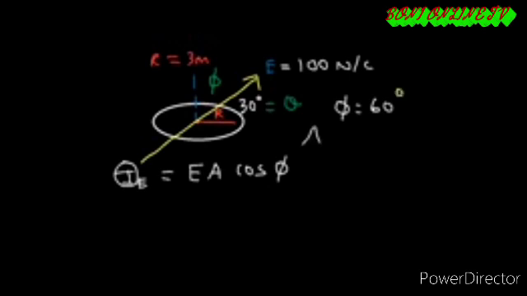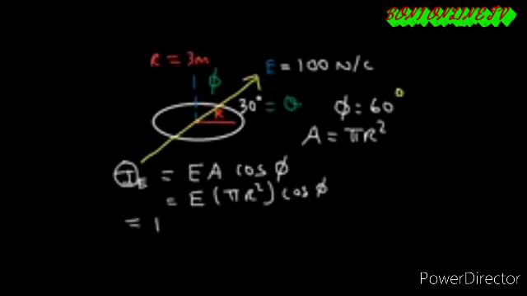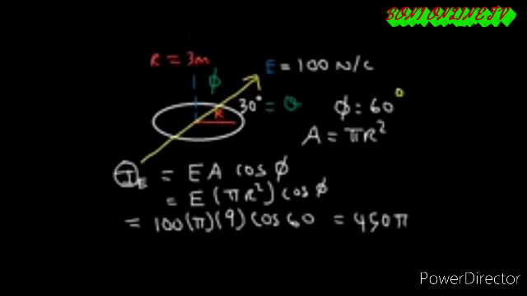The area of the disk is pi r squared. So this is going to be E times pi r squared times cosine phi. The electric field is 100. R squared is 9. 3 squared is 9. And then cosine 60. Cosine 60 is 1/2. And 100 times 9 is 900. Half of 900 is 450. So the electric flux is 450 pi. So this is the answer.